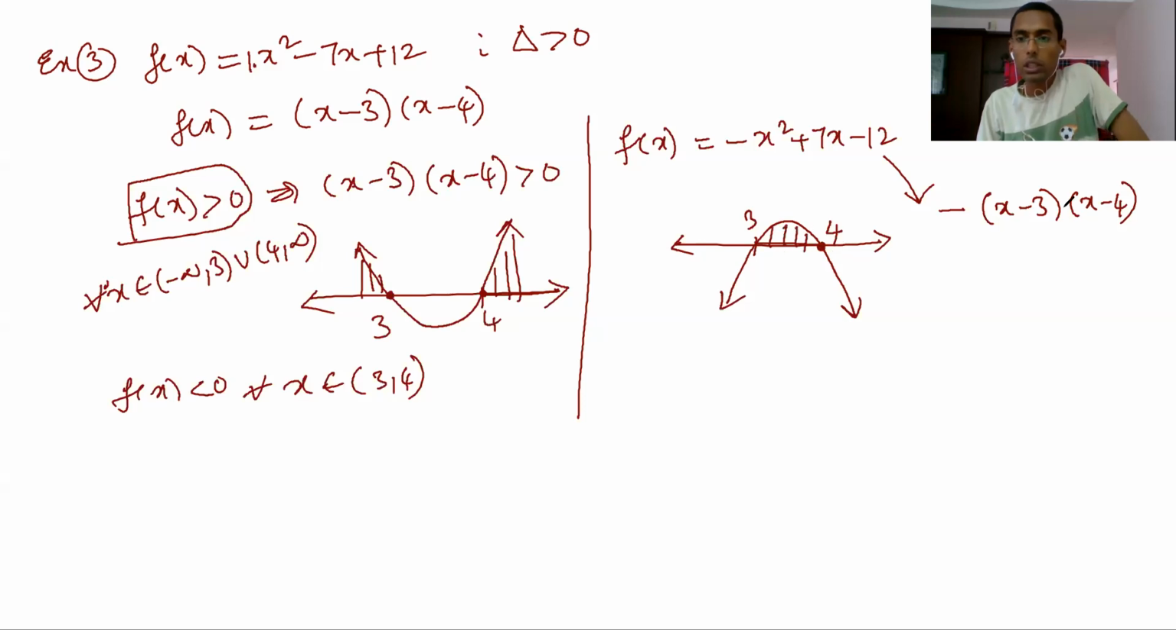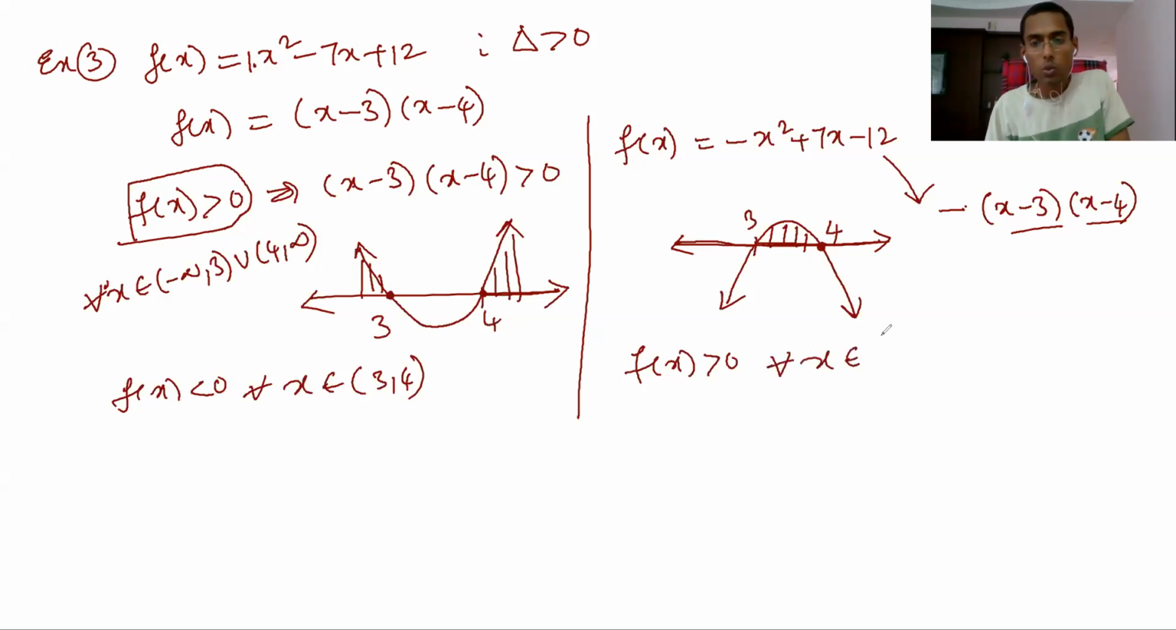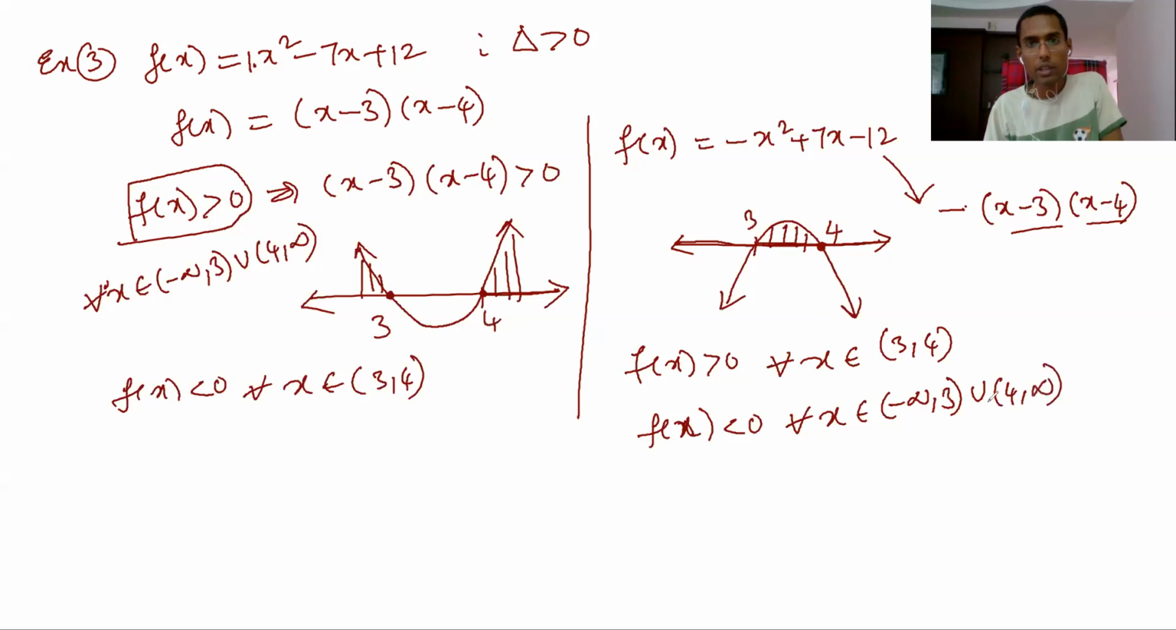And you can see here, if you keep a value more than 4, this is positive, and positive into negative is negative. More than 4 it is negative, less than 3 also it is negative, and between 3 and 4 it is positive. Therefore, the expression is positive for all x belongs to 3 to 4, and negative for all x belongs to minus infinity to 3 union 4 to infinity. Okay, hope you understand.